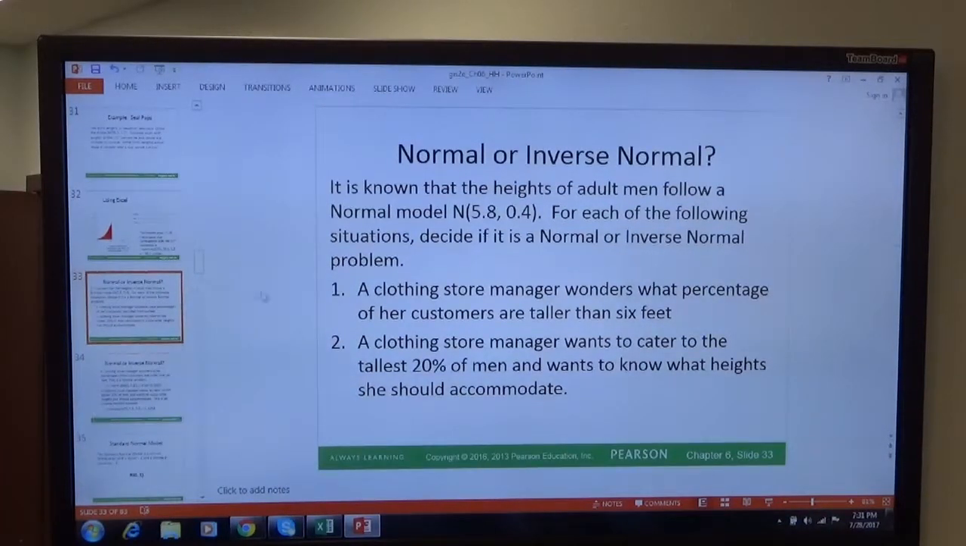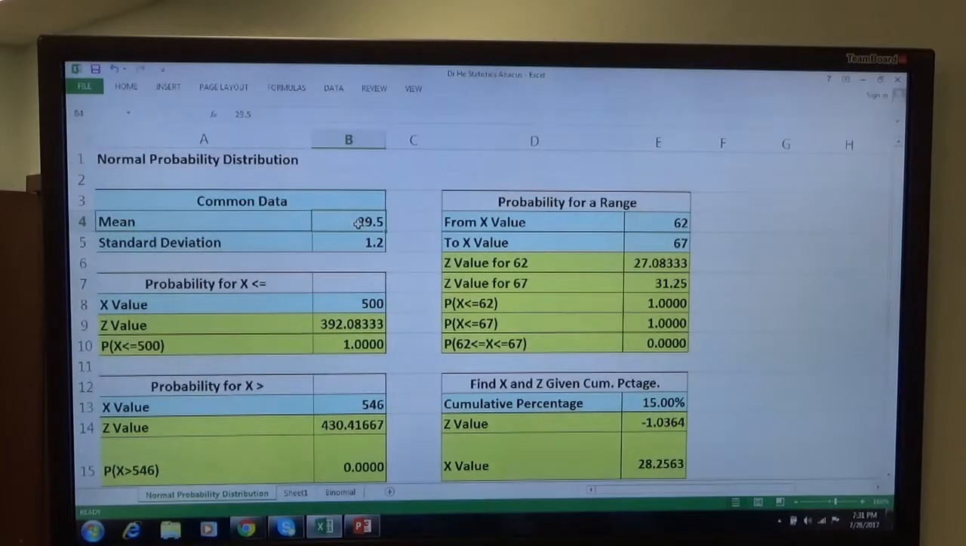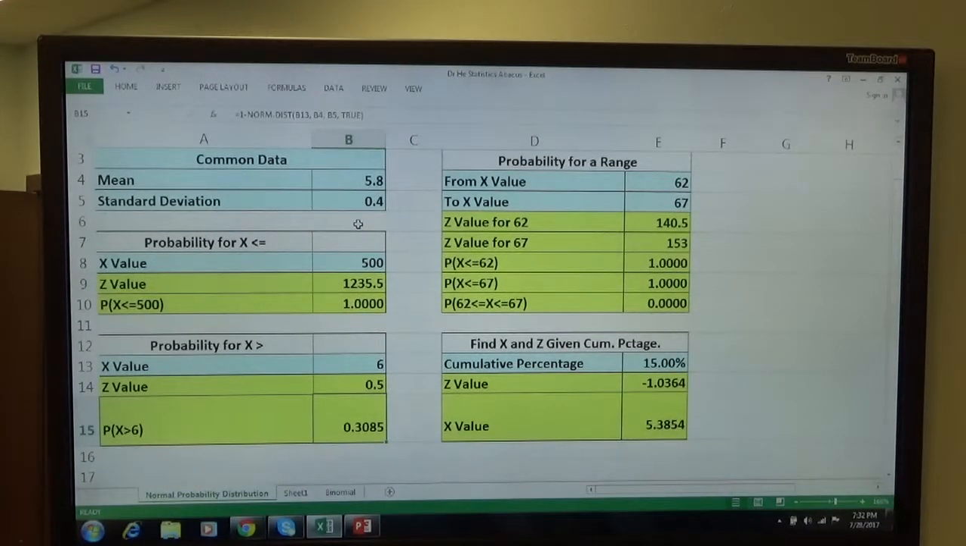Or we can use the abacus. So the mean is 5.8, standard deviation is 0.4, and I'm interested in x greater than 6. You can see the z value is 0.5. It's a positive number, and this is the probability. If you look at the graph, the z value will be the area greater than 0.5 in the right tail.